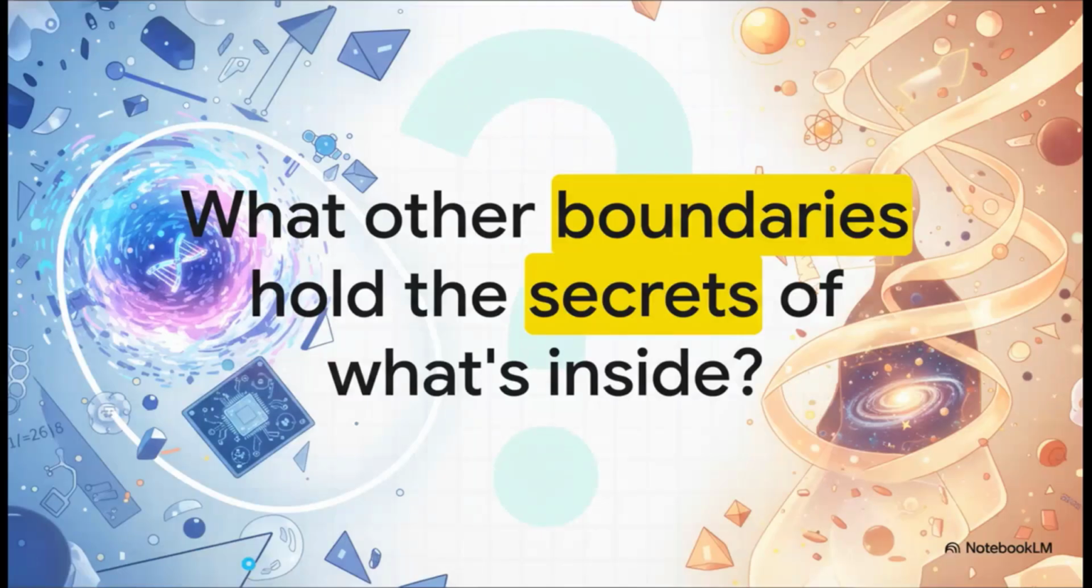Which leaves us with a final, really fascinating thought. The Cauchy integral formula tells us that a simple, one-dimensional boundary can hold all the information for the entire two-dimensional area inside of it. It just makes you wonder, doesn't it? What other boundaries are out there in our world, in science, in data, maybe even inside ourselves, that hold the complete story of what's inside, just waiting for us to find the right way to see it?